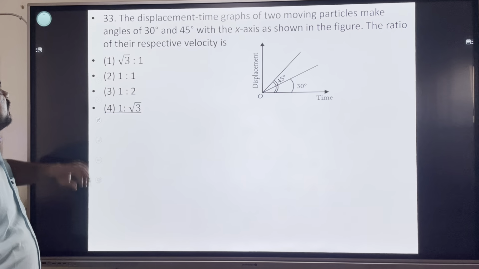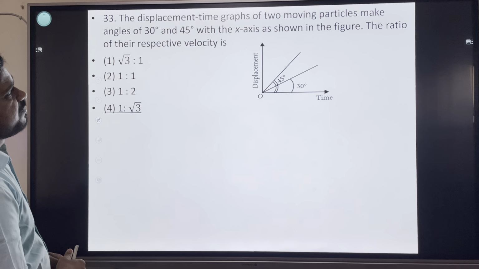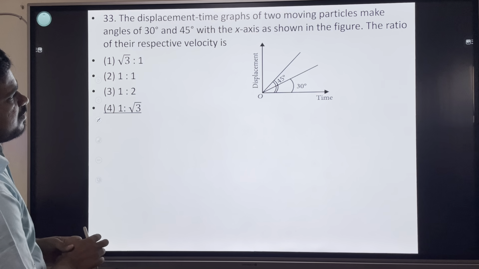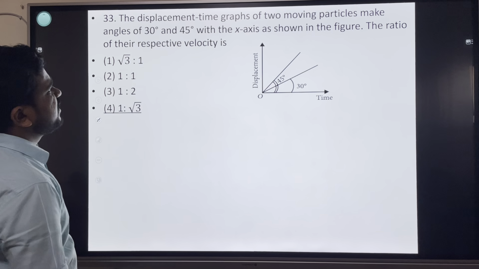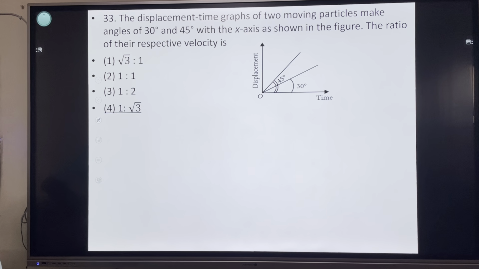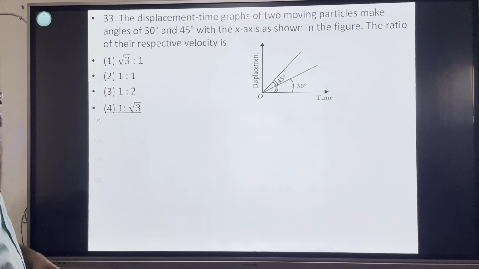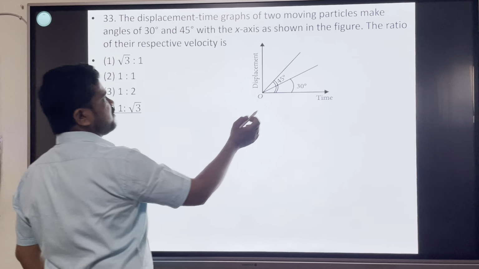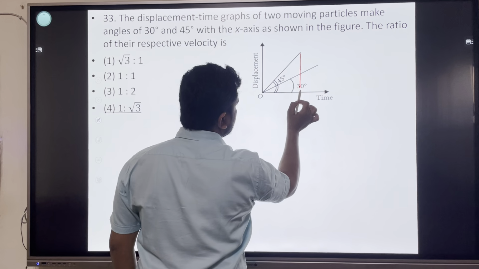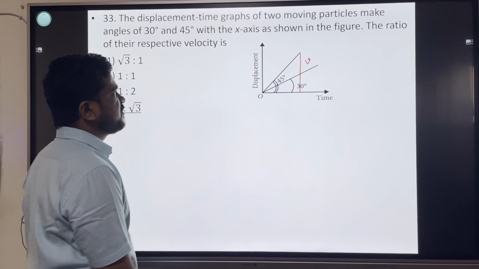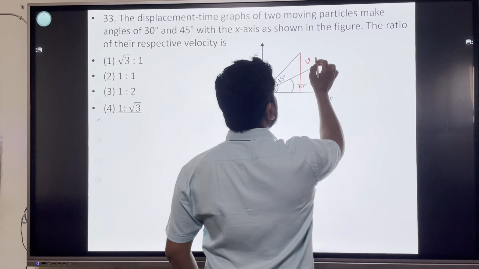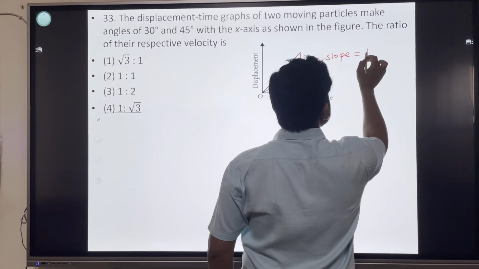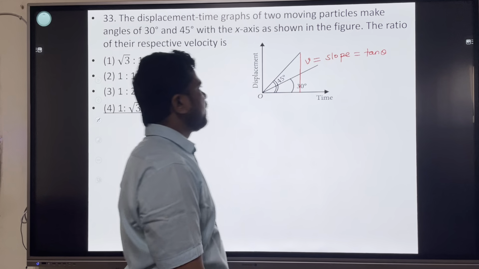Okay. Next one is displacement time graph. Two moving particles make an angle of 30 degree and 45 degree with x-axis as shown in figure. The ratio of their respective velocities is. Displacement time graph shows velocity. Velocity is equal to displacement upon time. Velocity is equal to slope of graph. Slope is equal to tan theta.